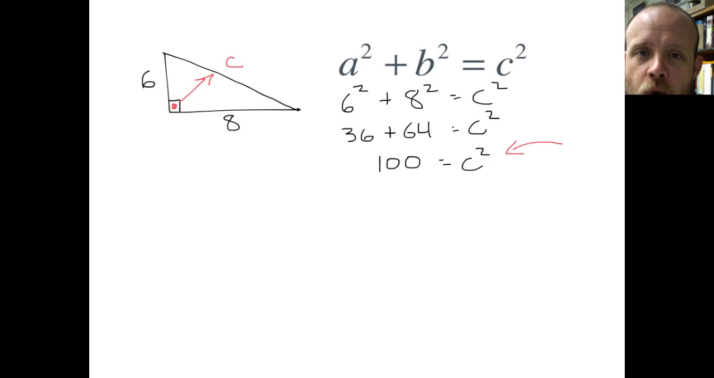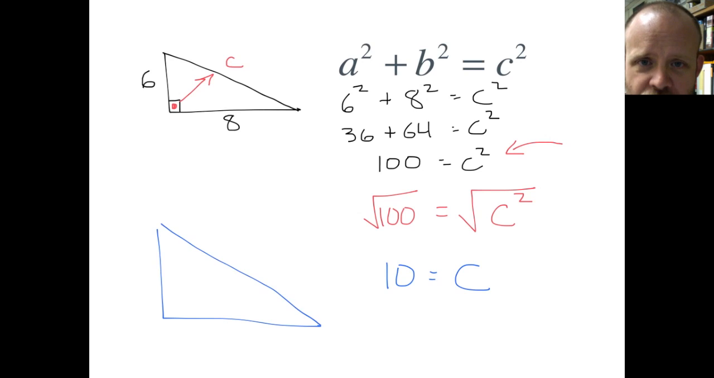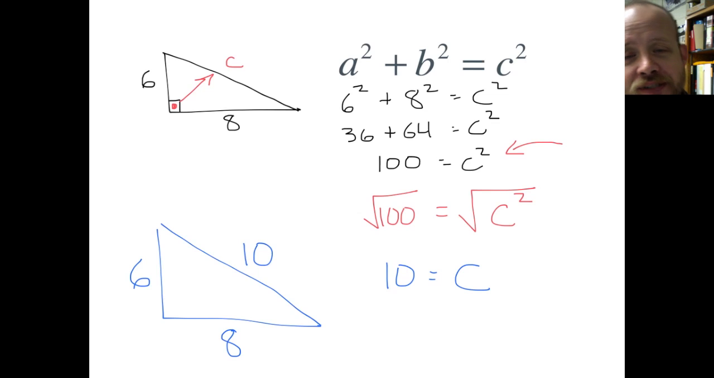But what's the opposite of squaring? Hopefully you remember from our previous discussion about radicals that the opposite of squaring is square rooting. So we're going to take the square root of both sides. As we work this out, the square root of 100 is equal to 10, and the square root of c squared is equal to c. So our final side is 10. We can redraw it and say, well, we have 6 and 8, but our missing side was 10. So 6, 8, 10 is a Pythagorean triple. You'll notice it's double that old 3, 4, 5.